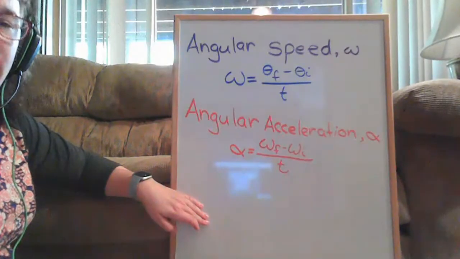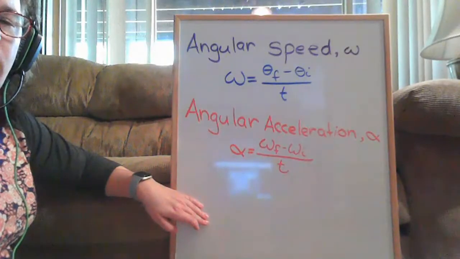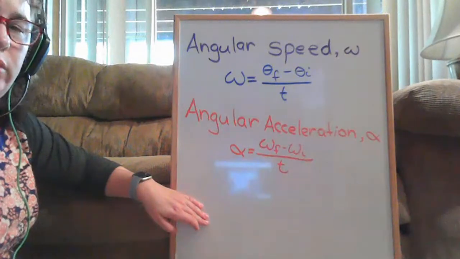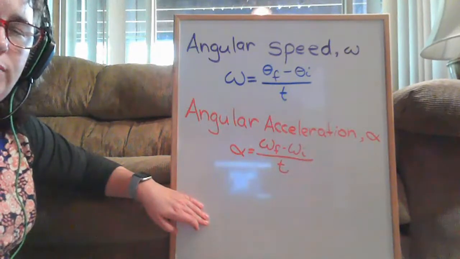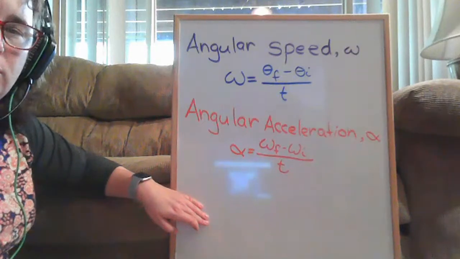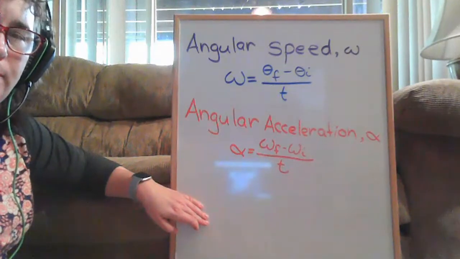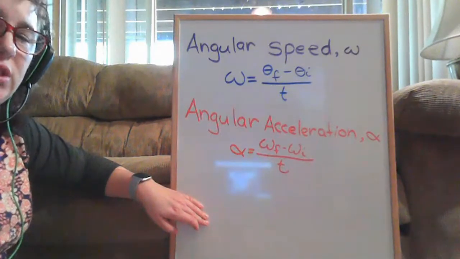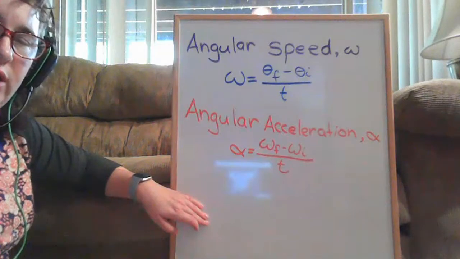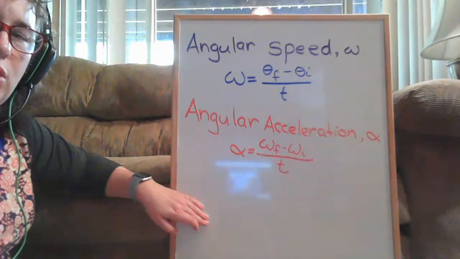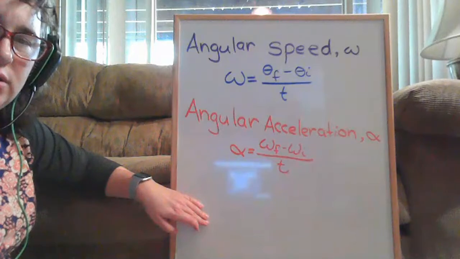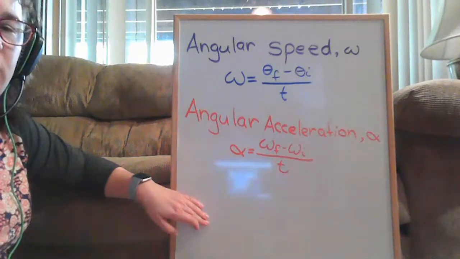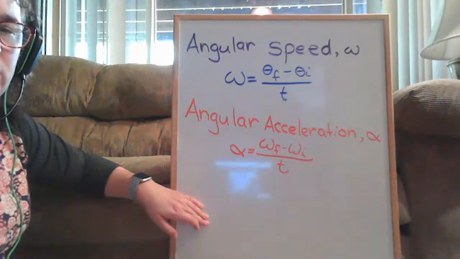Angular speed omega. Omega is equal to theta final minus theta initial, so the final position minus the initial position, divided by t. Angular acceleration is alpha. Alpha is equal to omega final minus omega initial divided by t. So that is the angular speed final minus the angular speed initial divided by t.